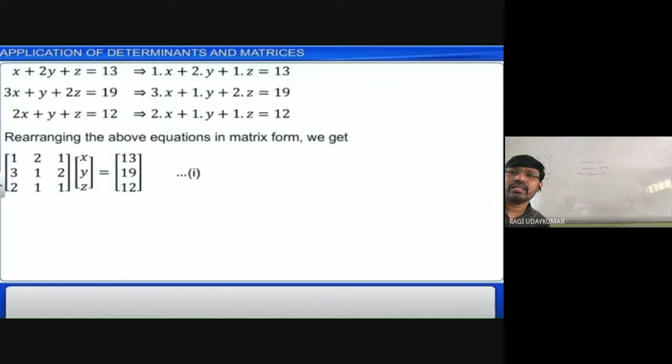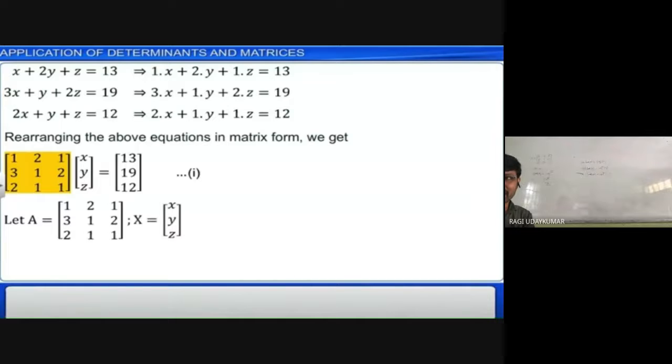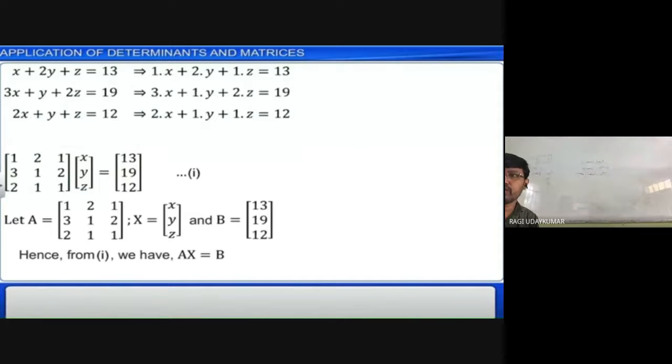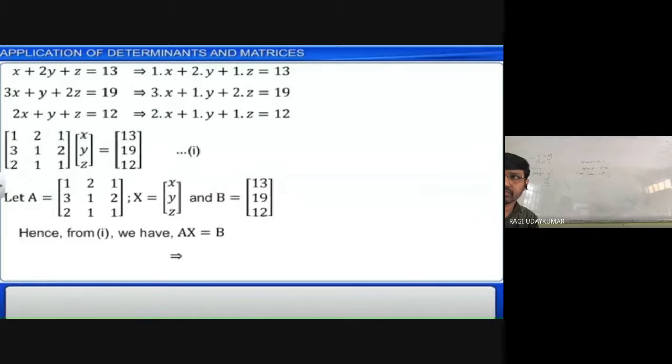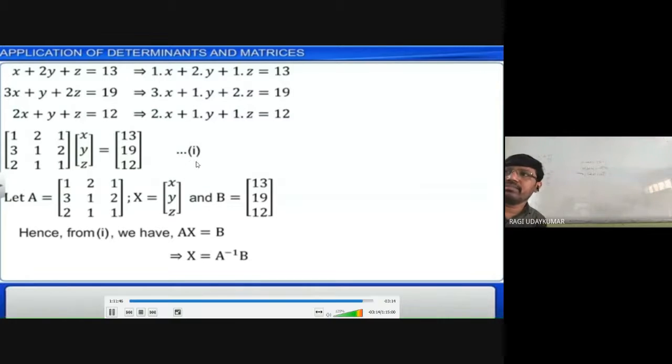So now what to do in this situation? This is the matrix form of writing the given equation. Let us consider this matrix as A, this matrix as X, and this constant matrix as B. AX equals B, so X equals A inverse B.